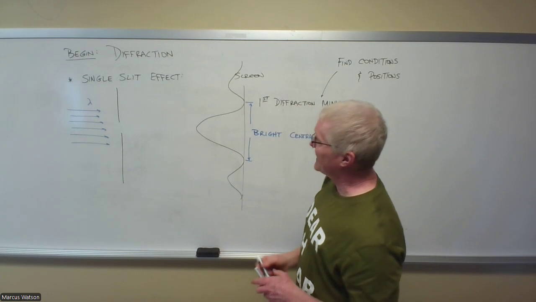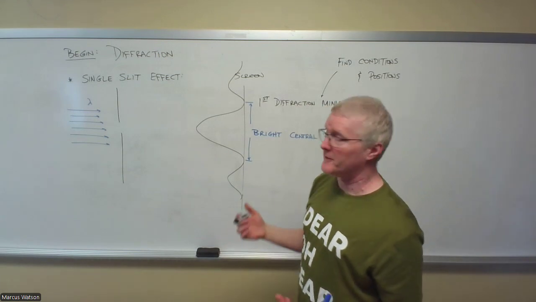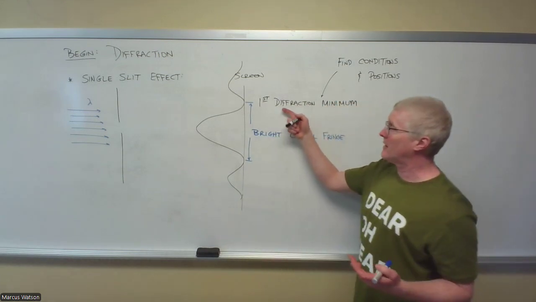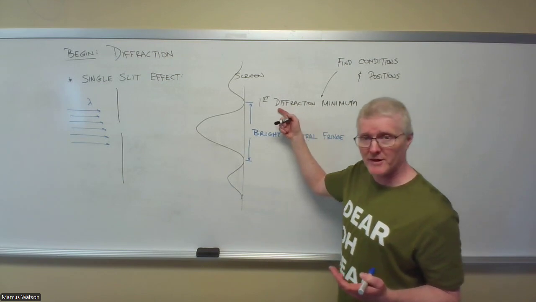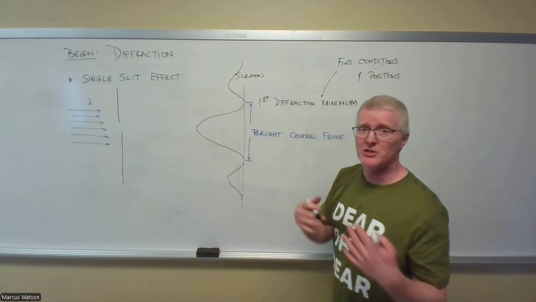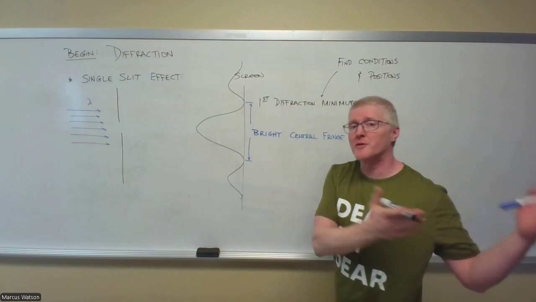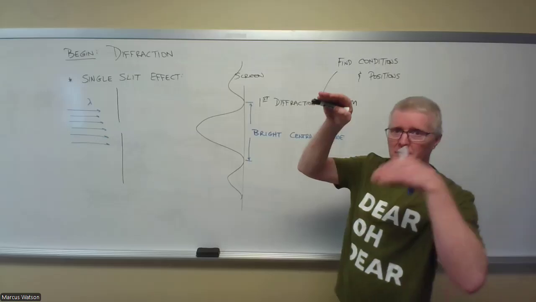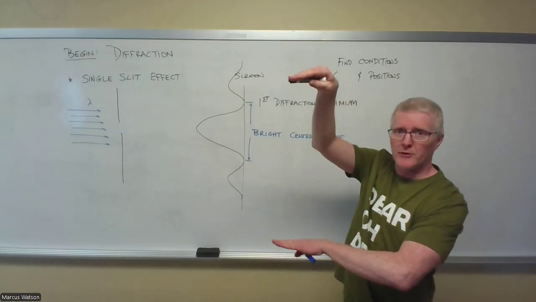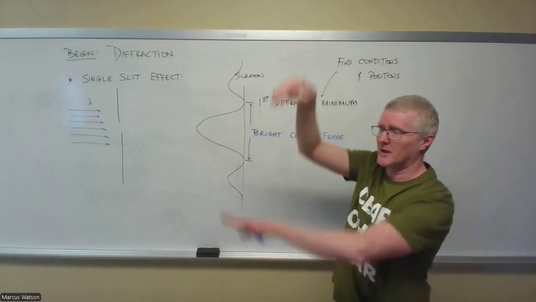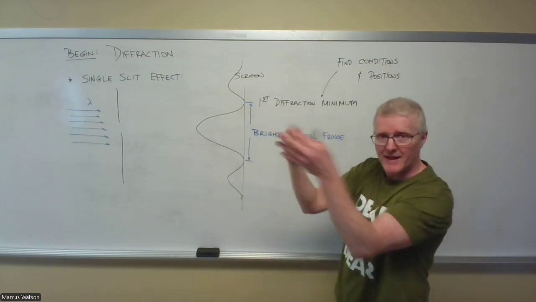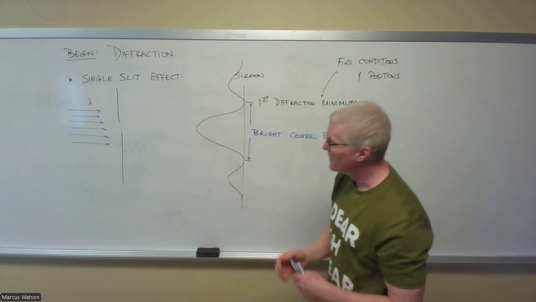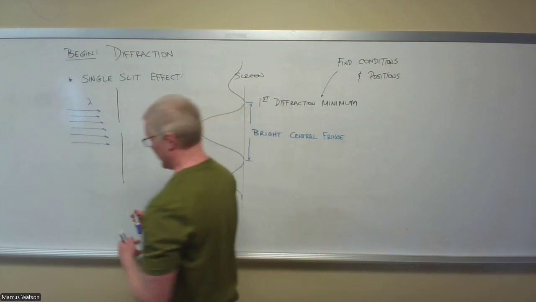With that being said, I need to figure out what the condition of minimum of the dark spot is. What's the condition for this dark spot? Well, it's no different than it was for the double slit, right? I need to have two waves hitting each other out of phase, right? And they hit right there, and they cancel each other out. Okay. So let's look at that.